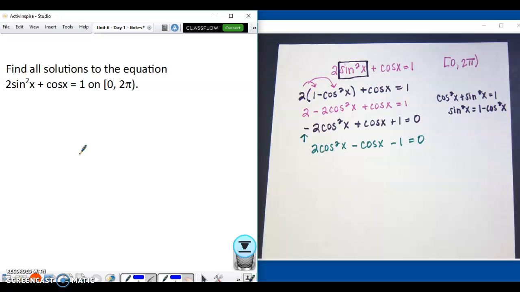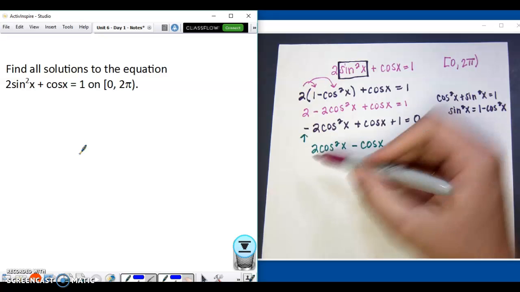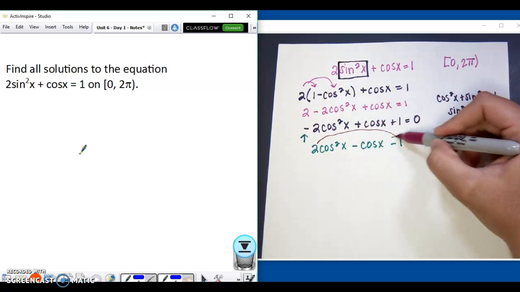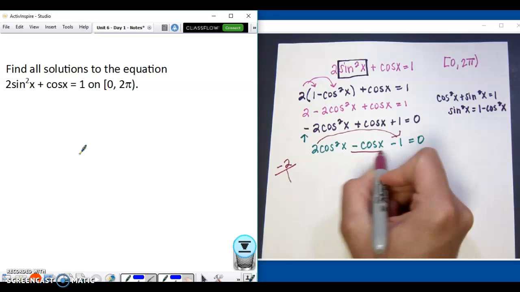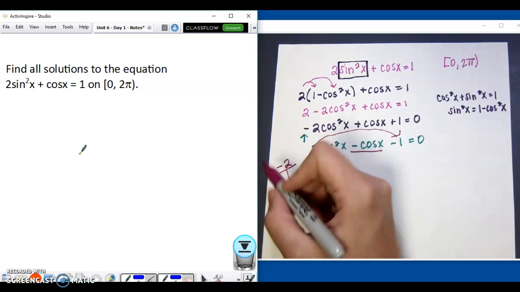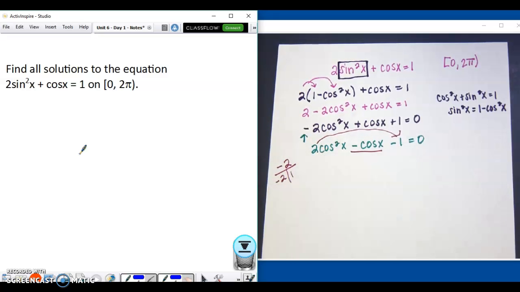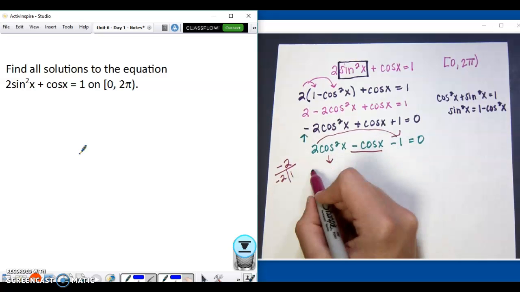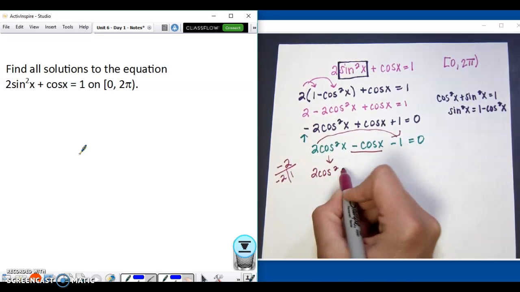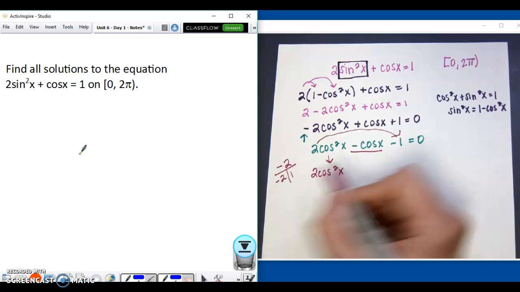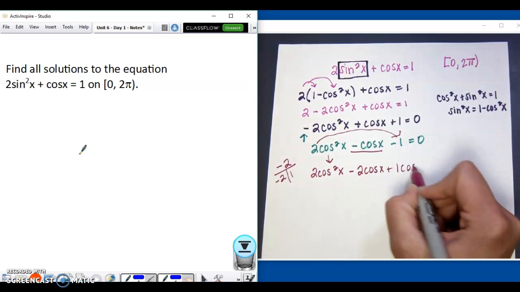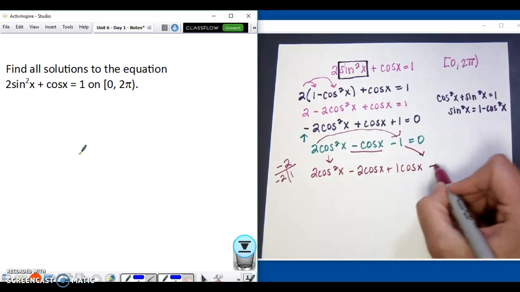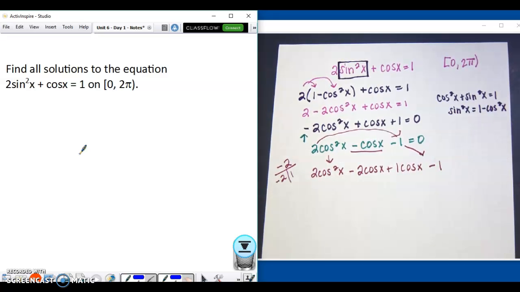So now this is like the problem that we just did a minute ago. So now we're going to factor. There's a number out front, so you're going to make sure you do the AC method. So we're looking for two things that multiply to negative 2 and add to negative 1. So it'll give us negative 2 and positive 1. Bring down your first term. The two middle terms are going to be negative 2 cosine x and plus 1 cosine x. And you're going to bring down your last term.